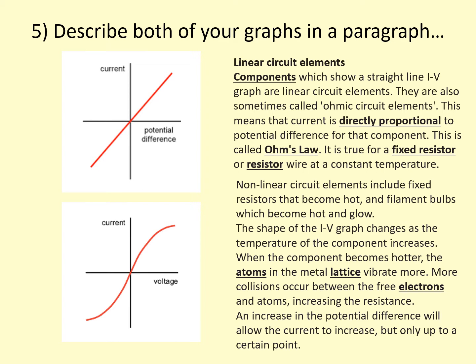That means that the electrons which are flowing through it collide more with the atoms, which are vibrating because of the extra heat. This increases the overall resistance of the component, and an increase of the potential difference will only make the atoms vibrate more, so less current can flow through. So the graph shape tapers off a little bit, and the current doesn't increase in line with the voltage, which results in the shape of graph as we've seen on the left.